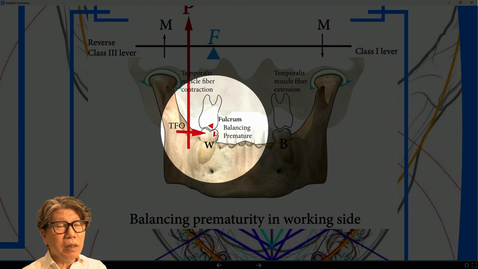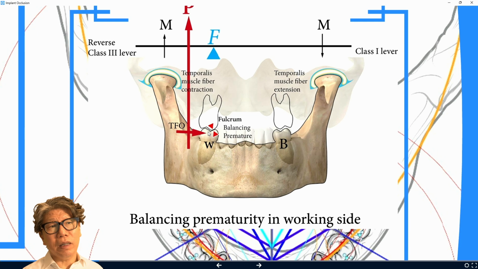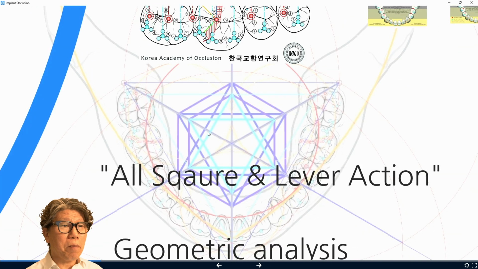There are areas that make contact first in this manner. Then the lever action is engaged. Ultimately, this results in instability of the mandible. This is too complex, so I will explain it in the next lecture. There is a separate section for lecturing on lever action. At that time, I would like to explain further.